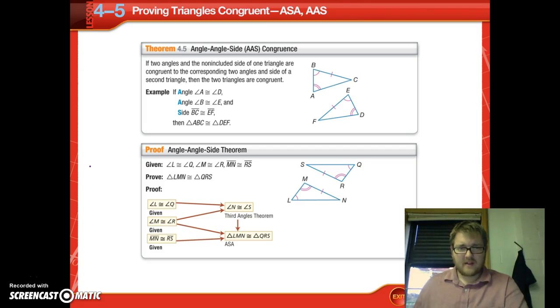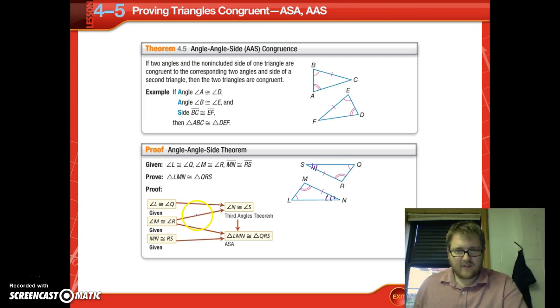So to prove that, we come down here and look at the proof. We're given that angle L is congruent to angle Q, angle M is congruent to angle R, and MN is congruent to RS. To prove that these two triangles are congruent, because we know that L and Q are congruent and M and R are congruent, we can use the third angles theorem to show that N and S have to be congruent, because the angles have to add up to 180 if they're a triangle.